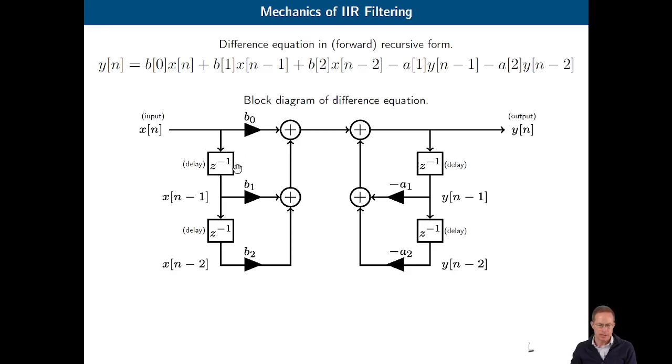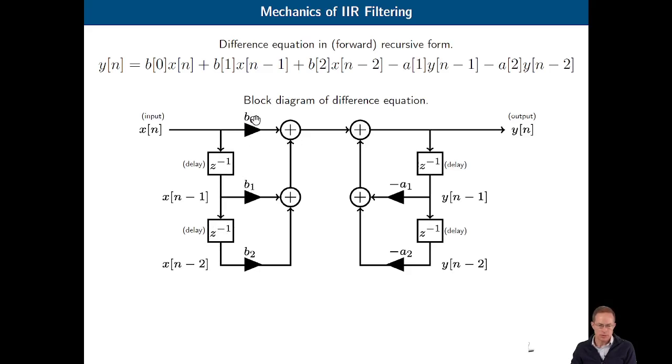This z to the minus 1 block will become more clear later in the semester, but for right now, just think of this as a single sample delay. If you notice what this block does, it takes x of n as its input, and the output is x of n minus 1. So it's delayed by one sample. Similarly here, this block has x of n minus 1 going in, coming out x of n minus 2. So z to the minus 1 does a one sample delay.